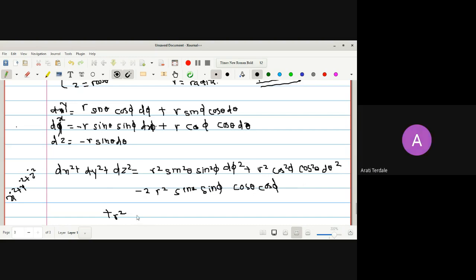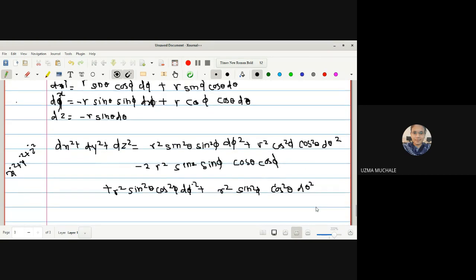Yes, ma'am. dy square, what is dy square? r square sin square theta cos square phi d phi square, plus next term is r square sin square phi cos square theta d theta square plus 2 times. As it is a plus b bracket square, we'll write down the two terms, ये वाला और ये वाला cancel हो जाएगा, right? And the last term I will write down r square sin square theta d theta square.